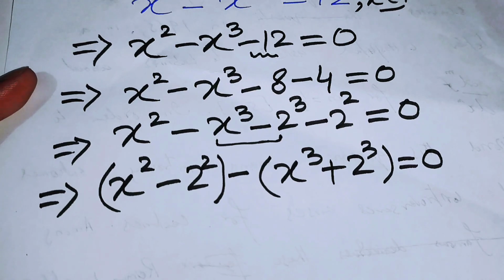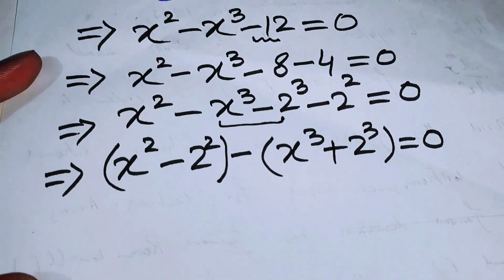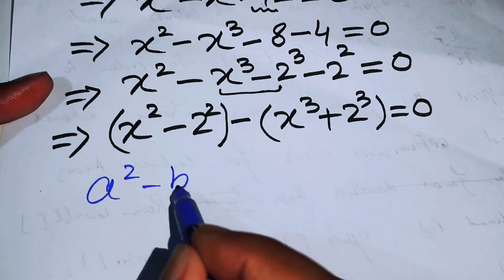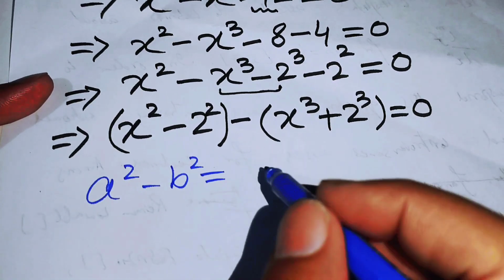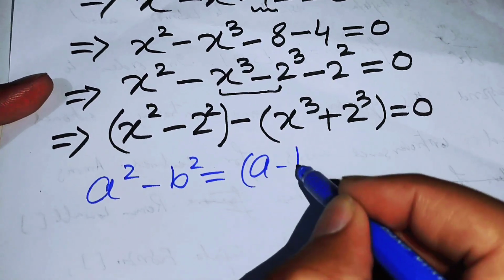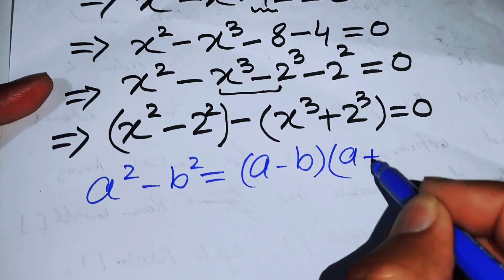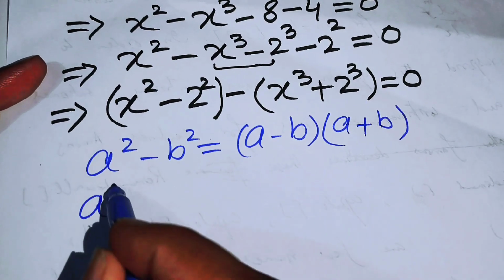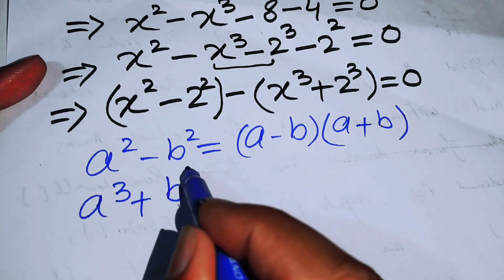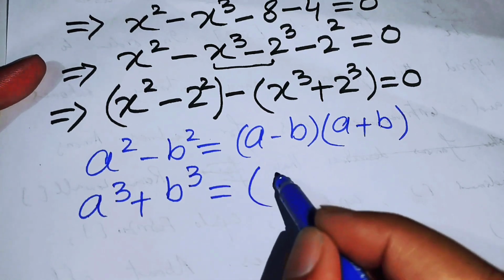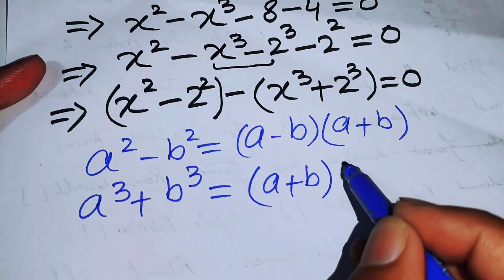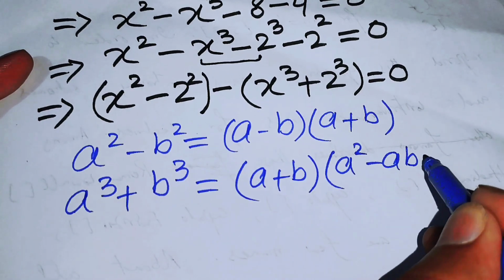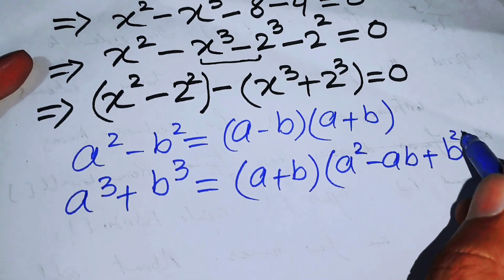After that we will use the famous formulas. You know that if we have a squared minus b squared, it is equal to a minus b times a plus b. Similarly we will apply the cubic formula, and you know that if we have a cubed plus b cubed, it is equal to a plus b times a squared minus ab plus b squared.